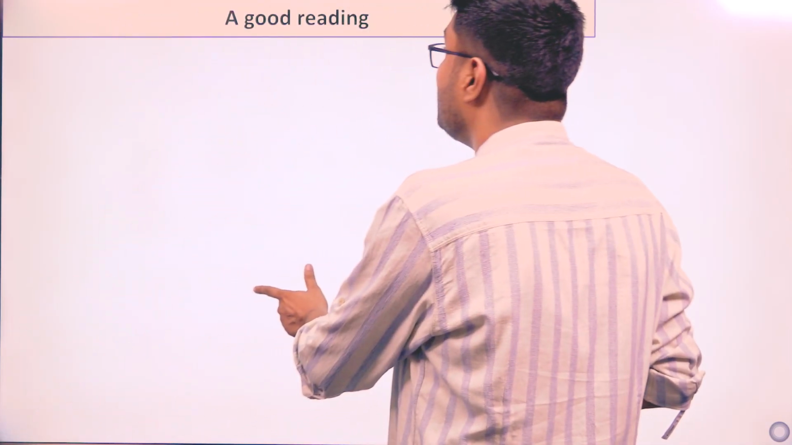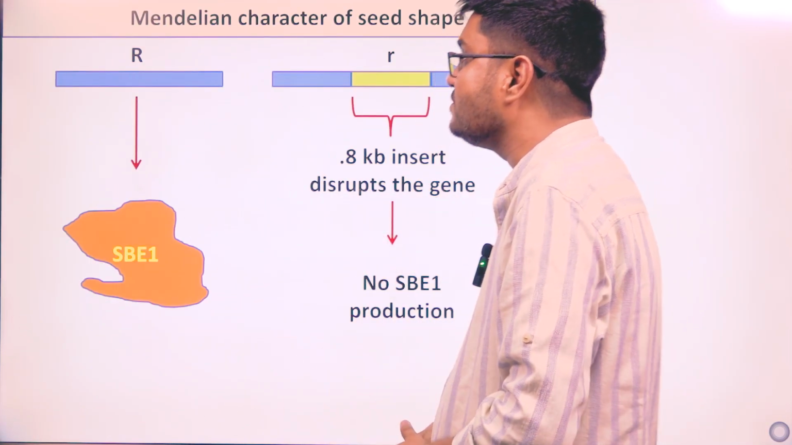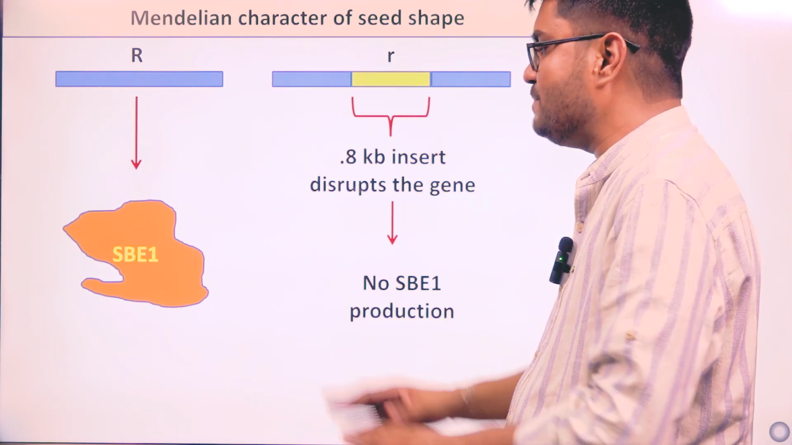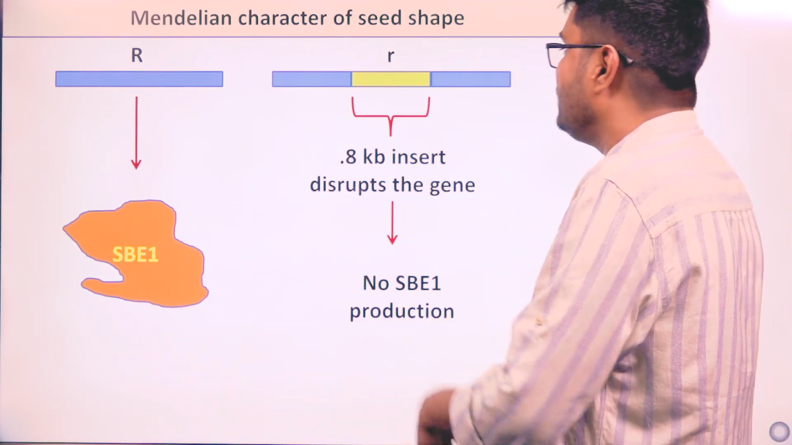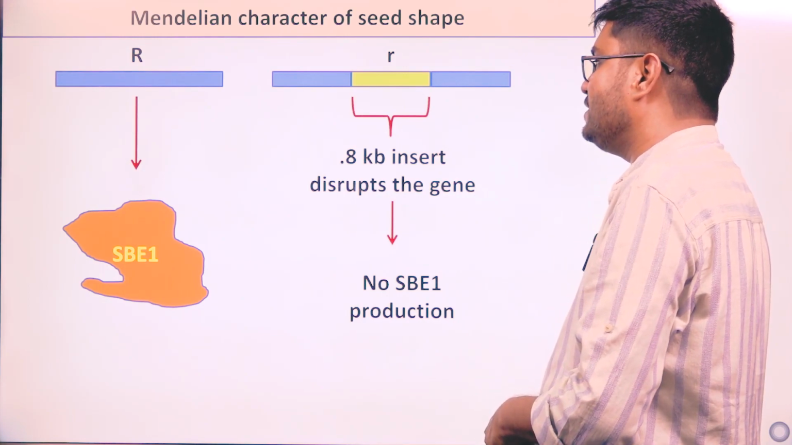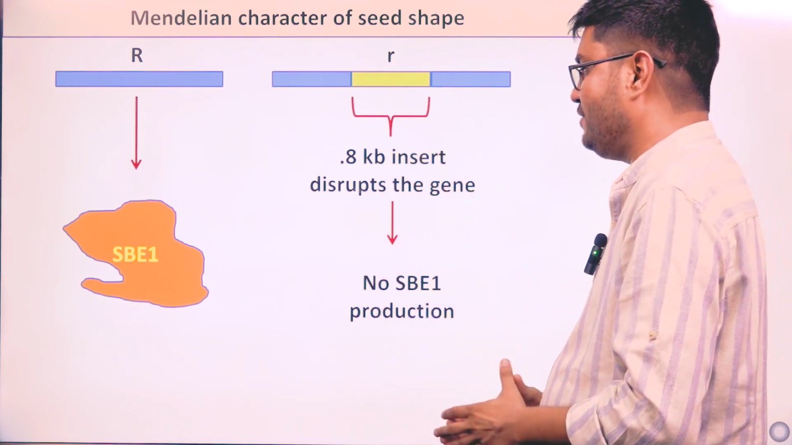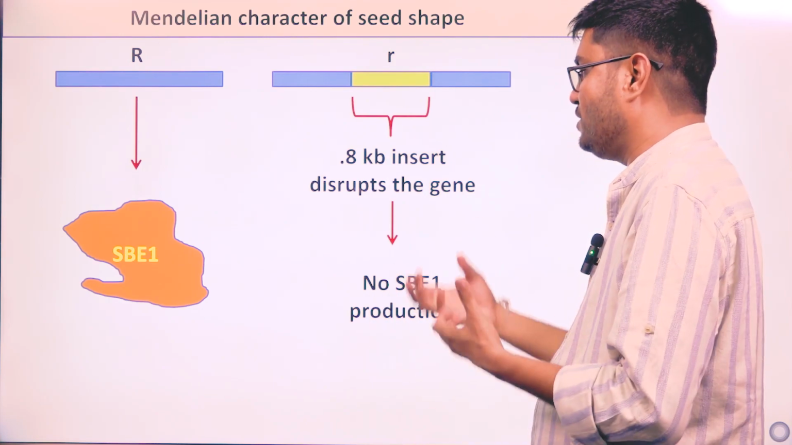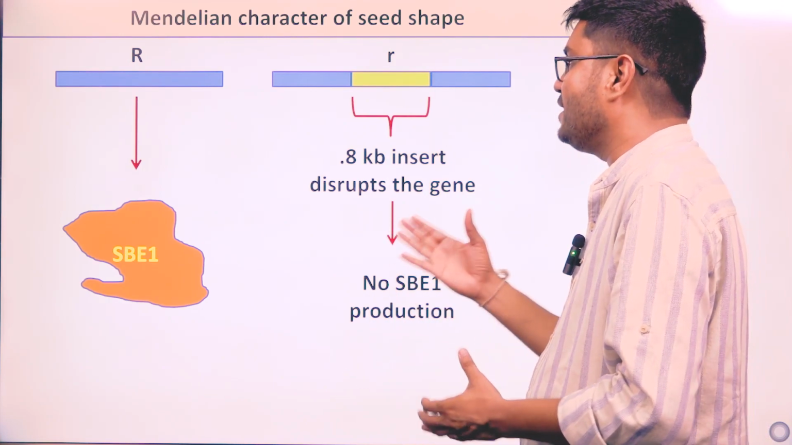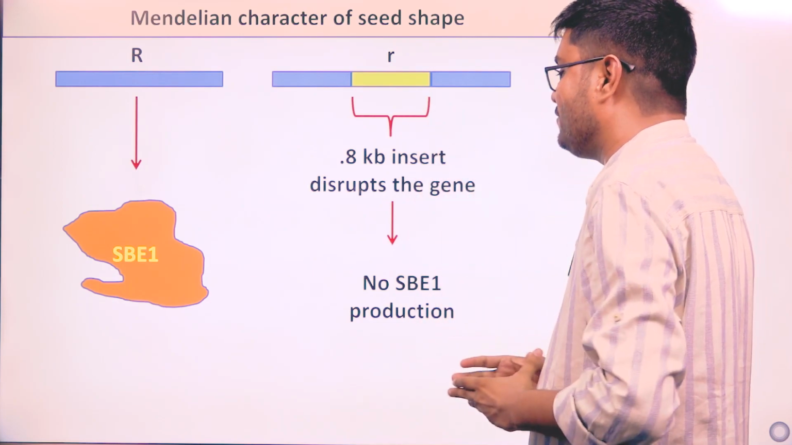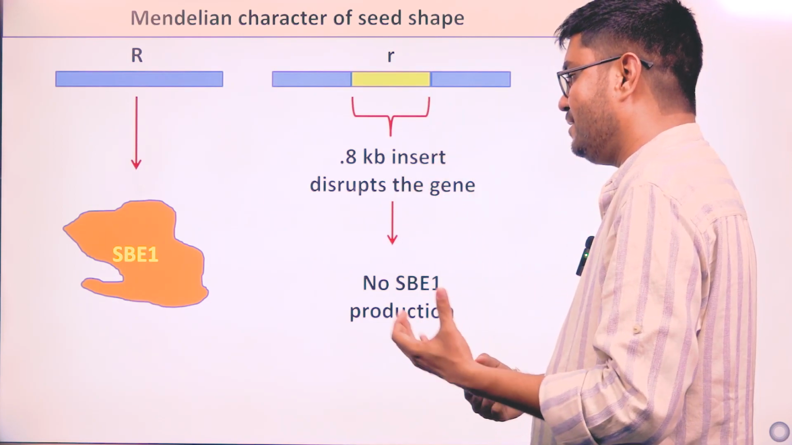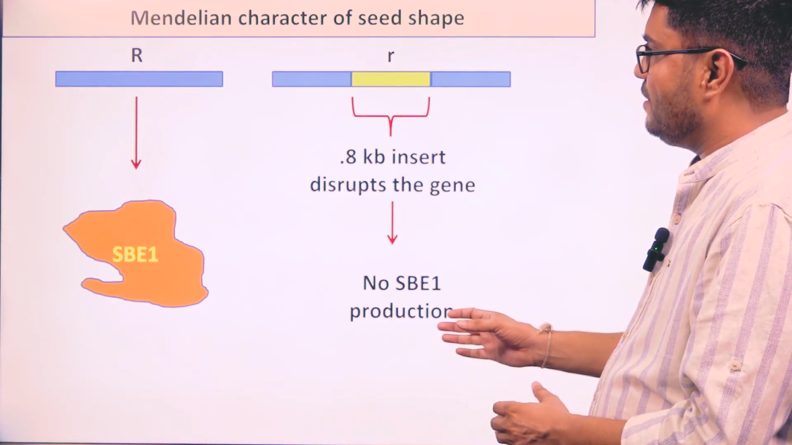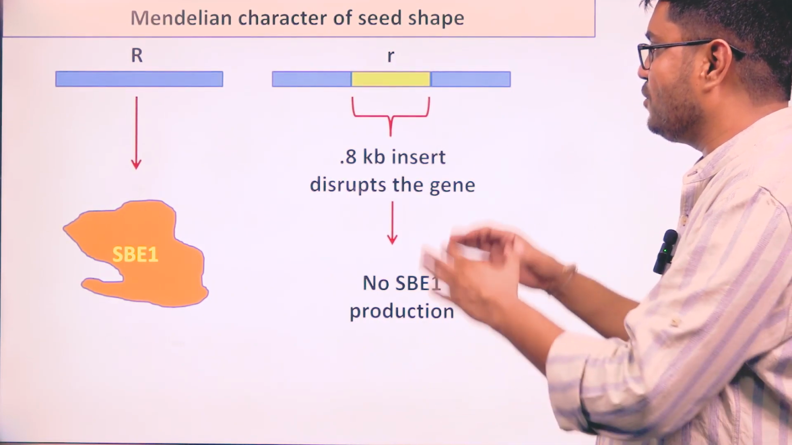So a normal DNA sequence, a wild type DNA sequence, gives us functional enzyme, and the seeds will be round. A recessive allele has a huge mutation in between: a transposon-like DNA sequence inserted into the wild type sequence, 0.8 kilobase pairs in length, which is disturbing the structure of the whole gene.